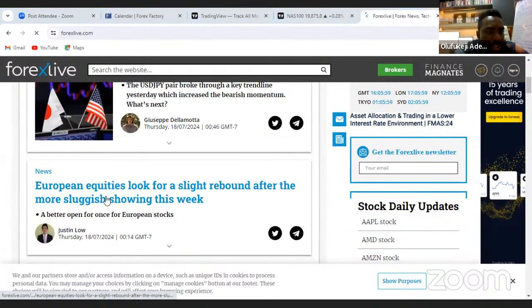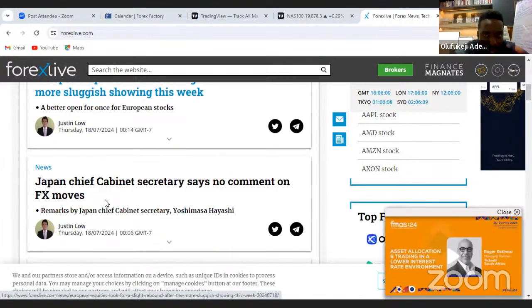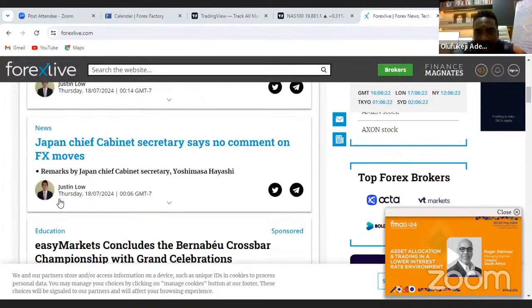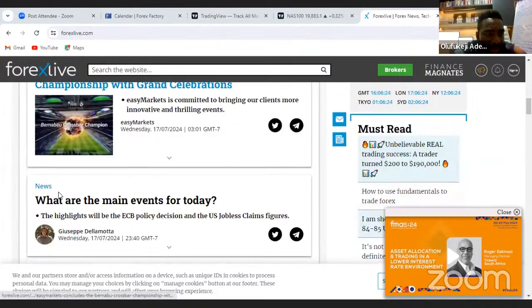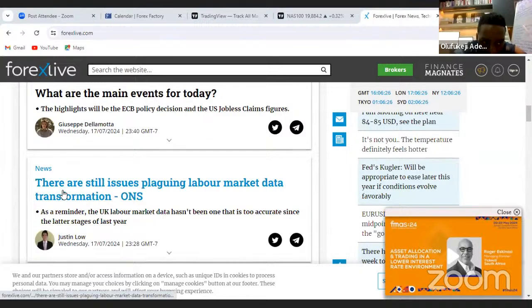Saying European equities look for a slight rebound after the more sluggish showing this week. Demola, do you agree that equities have been sluggish this week? So you try and see if the headlines or the news data matches what you have been seeing on the chart. Japan chief says no comment on FX moves. So you check all of that out. I'm looking at the dollar and the pound today. Majorly the dollar index versus whatever will.